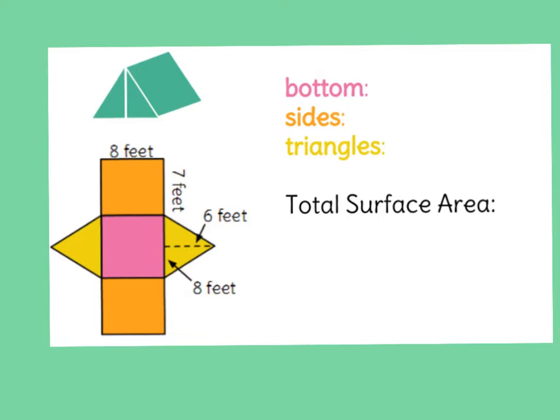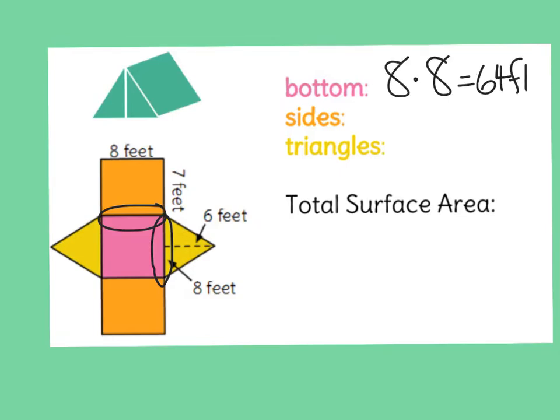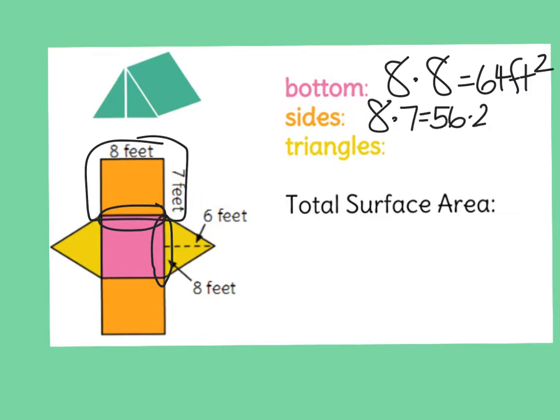And so in this one, we have a bottom that is an 8 by 8, which is 64 feet squared. And then the sides, there's two of them. That's these orange faces. And they're 8 by 7s. Which is 56, and then if we have to multiply by 2 because there are two of them, that's 112 feet squared.